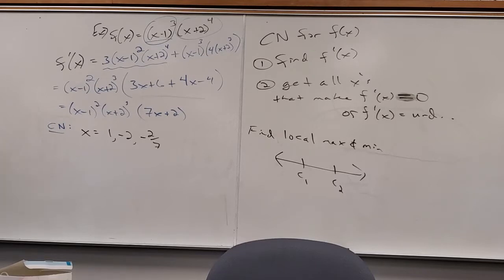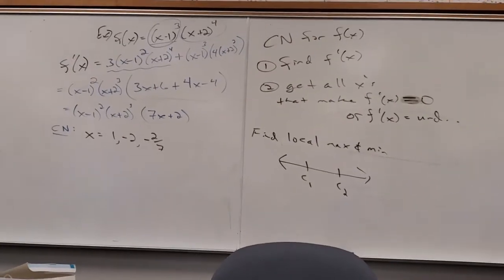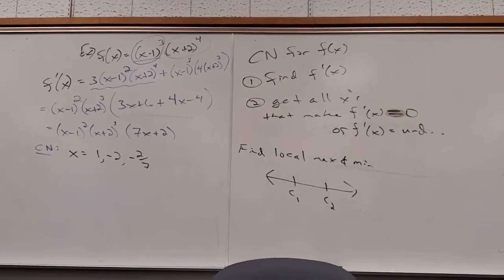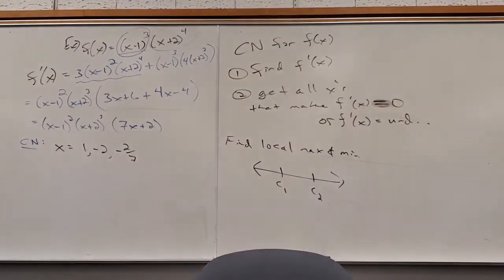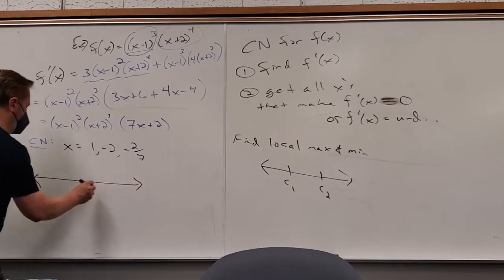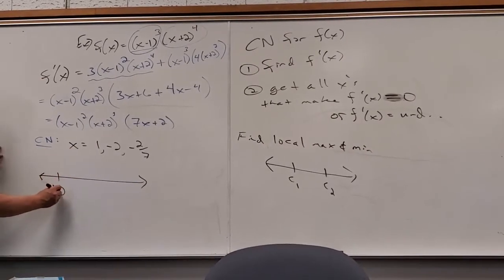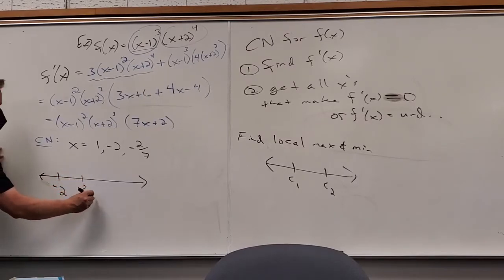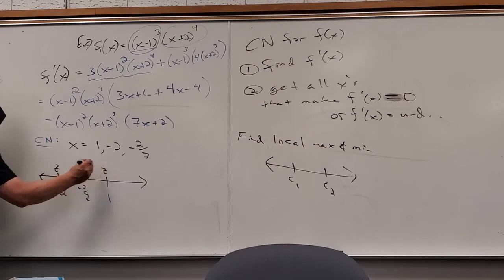Here's where I wish your pre-calc teachers would have emphasized this more, or I wish you would remember if they did. So let me show you. This is so beautiful. I really desperately want you to do the least work you need to. So let's put this in the right order: -2, -2/7, and 1. And it's 0 at all those places, yes?